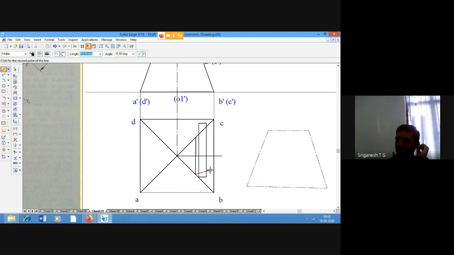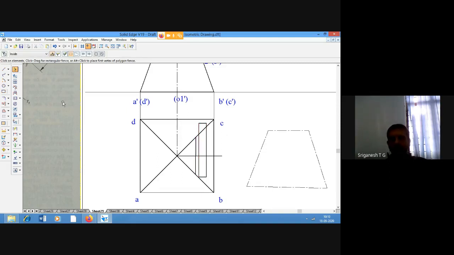Is that clear? Yes, sir. That is one way of drawing it. We have to find it out. So if you know that, you can do it. I do it by that method. I feel that is easier.